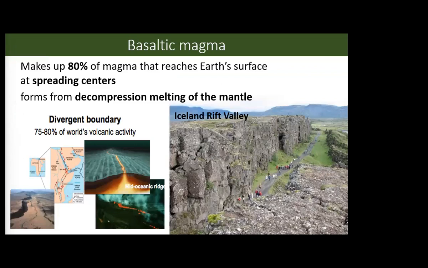So to the right, this is in Iceland. Remember, Iceland is situated right along that mid-Atlantic ridge, along that spreading center. That trail right there is the trail between two tectonic plates. To the left, you have the North American plate. To the right, you have the Eurasian plate. So you're able to walk in between these two plates.